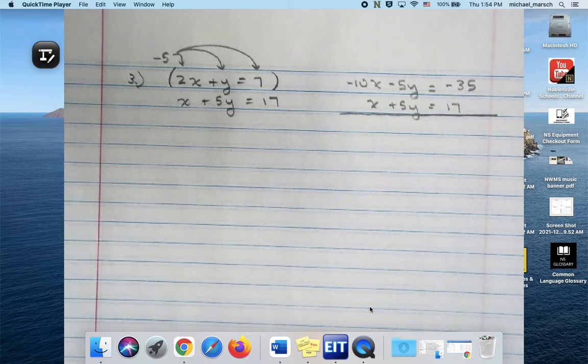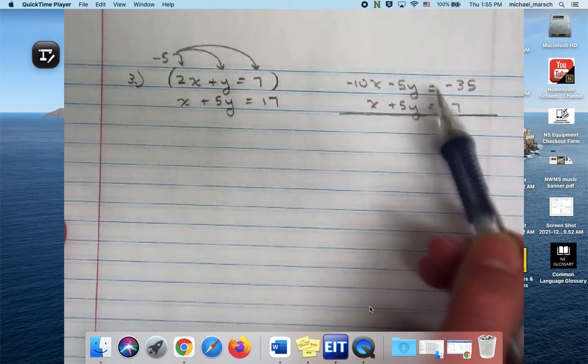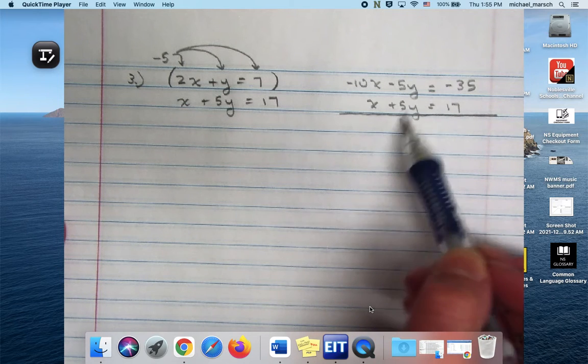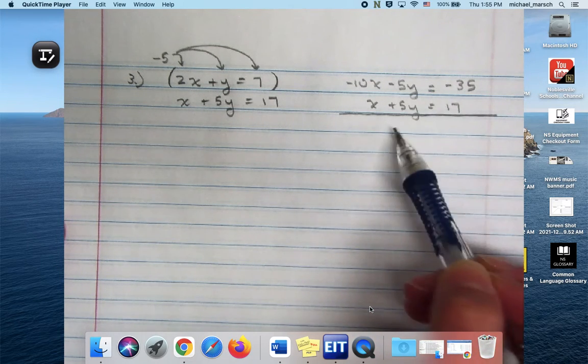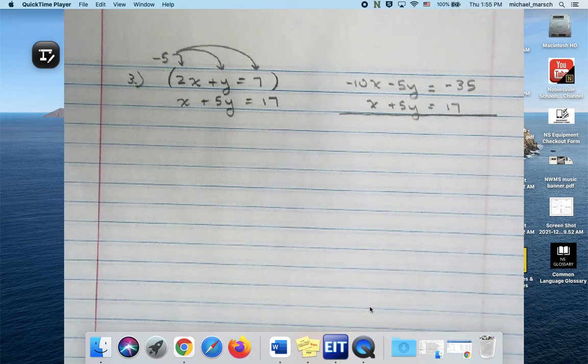Yes, Lux. Actually, it looks like it's plus 5y. Well, I multiplied the top one, so this is a negative 5y up here. Oh, yeah. This stayed the same. I didn't do anything to the other equation. Now, sometimes you'll have to modify both equations to get the coefficients to cancel out somehow. It's not often, but it does happen.